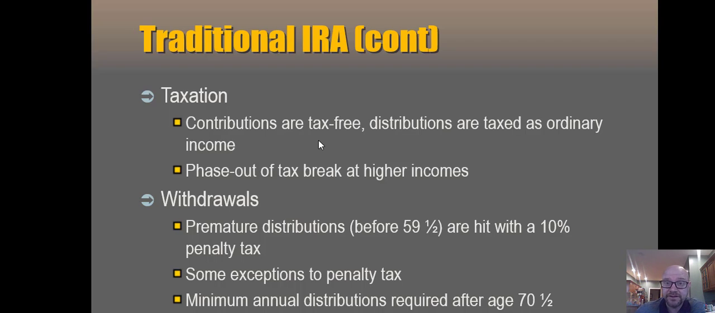After you get to age 70 and a half, we start to force you to take distributions, and we force you to pay taxes on that money as it comes out. So that's the deal. We're going to give you a tax break up front, but at some point we expect that you will pay tax on that withdrawal.